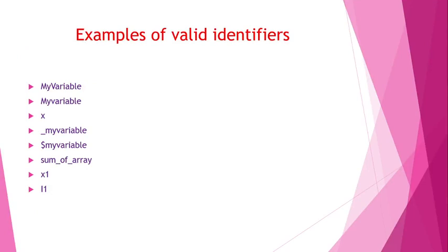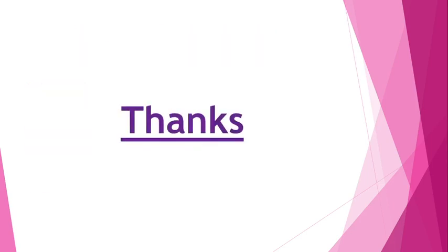Here are the examples of some valid identifiers. myVariable, x, _myVariable, MyVariable, sum_of_array, x1, l1. So these are the rules and regulations for Java identifiers.